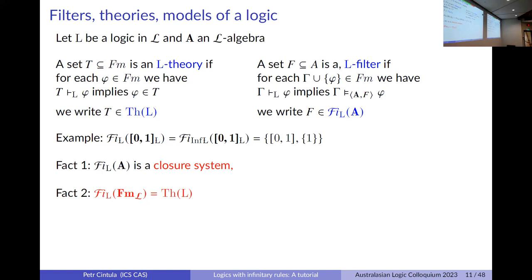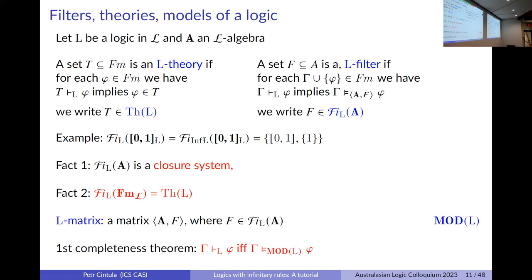And the most interesting fact, which is easy, but I still find interesting after so many years, is that filters on the free algebra are exactly the theories. So filters on the algebra of formulas are exactly the theories. And this, of course, immediately gives you the first completeness theorem with respect to all L-matrices. So what is an L-matrix, Mod L? These are the matrices in which the filter is a filter of the logic. So the notion of models of a logic is like all possible matrices with respect to which the logic is sound, however you can define them.